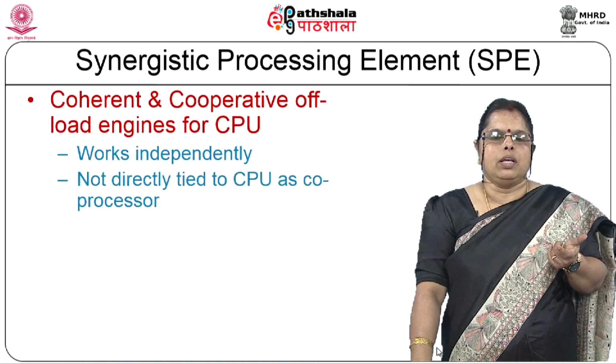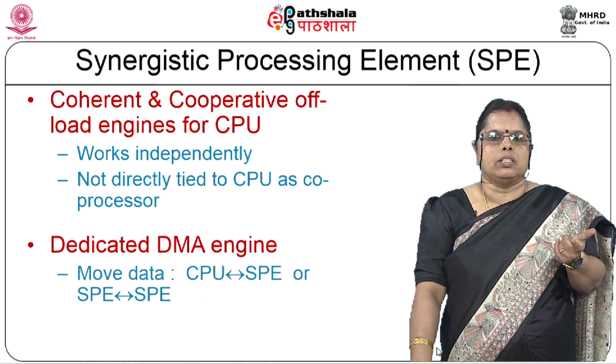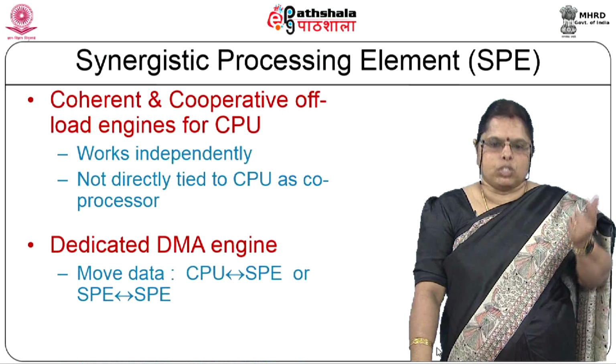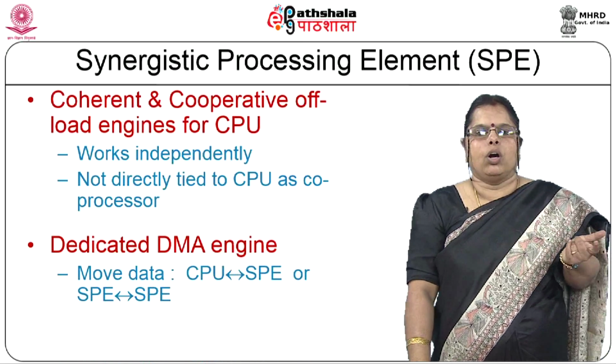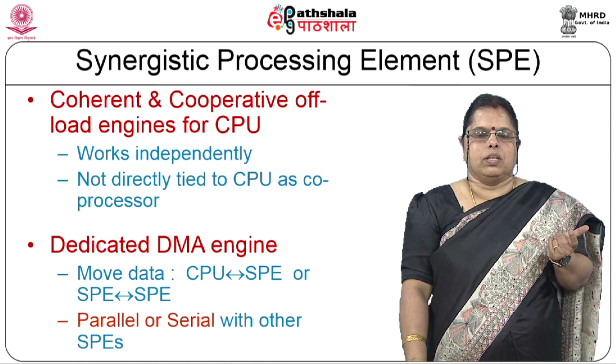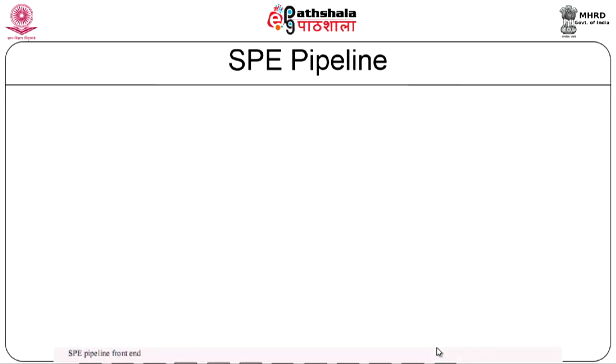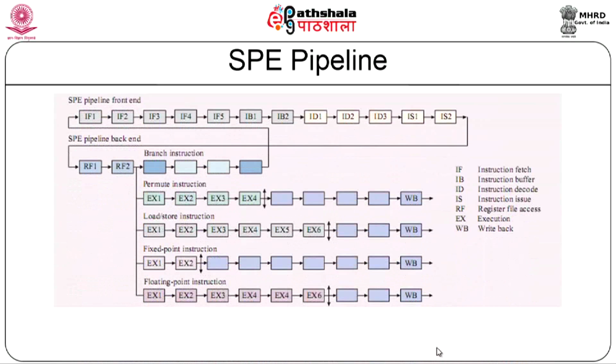They work independently. They are not directly tied to the CPU as a coprocessor. They have a dedicated DMA engine which moves data between the CPU, which is your power processing element, and the SPE or among the various SPEs. You can have parallel or serial transfer with other SPEs. So, this gives you the block diagram of the SPE indicating all the various functional units including the local store unit. And this is the SPE pipeline which tells you how many clock cycles each one of these will take. Remember, it is in-order scheduling. So, you can see the number of clock cycles each of these instructions takes.